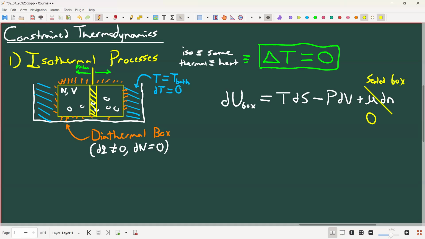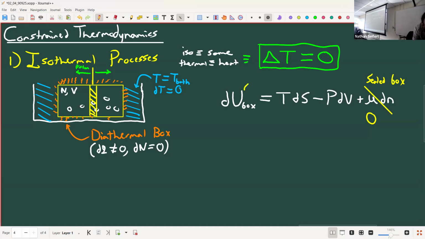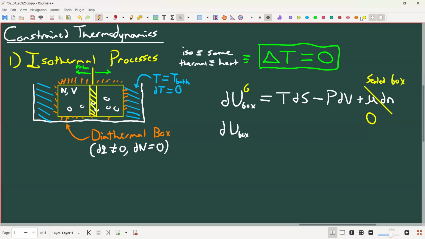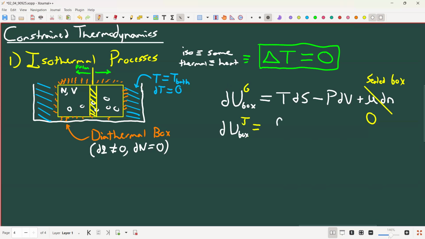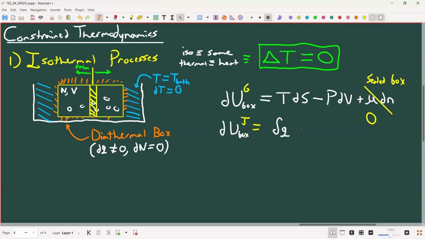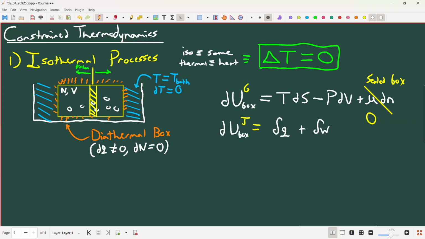But the important thing is that, imagine now, the two ways that the energy can change is you can change the volume or you can change the entropy of the box. All right, so again, let's think very clearly. Think about Gibbs's and Joule's perspective. Joule says, this is Gibbs. Joule says that dU of the box is equal to the change in the heat plus the change in the work.